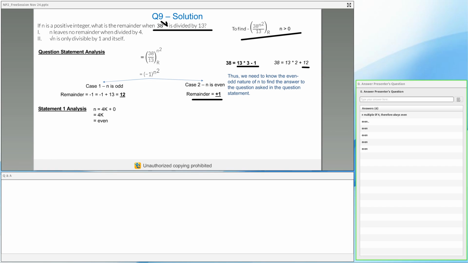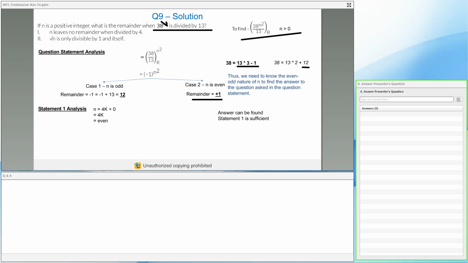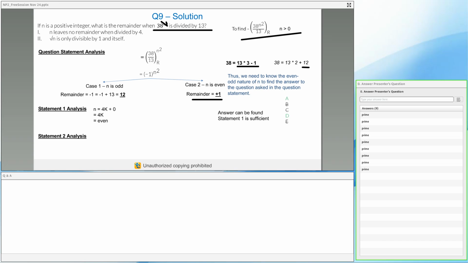Okay. If I look at statement 2, statement 2 says root n is divisible by only 1 and itself. So what kind of a number is root n? It's a prime number, absolutely. So you need to be able to make such inferences that root n is a prime number, so n is a prime square. Now if n is a prime square, will n be even or will it be odd? n can be even, n can be odd. So n can be 2 also, n can be 3 also, n can be 5 also.